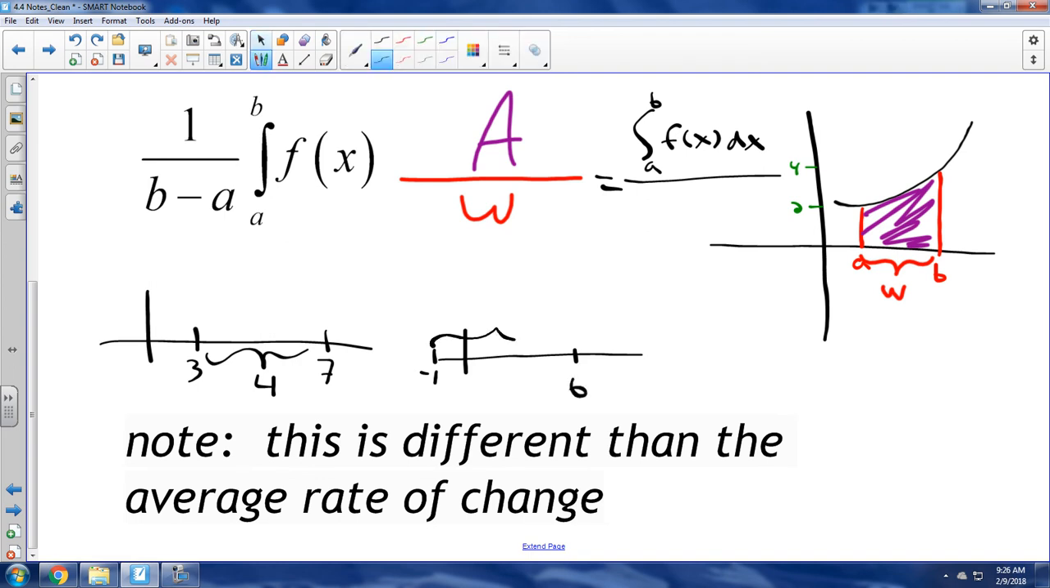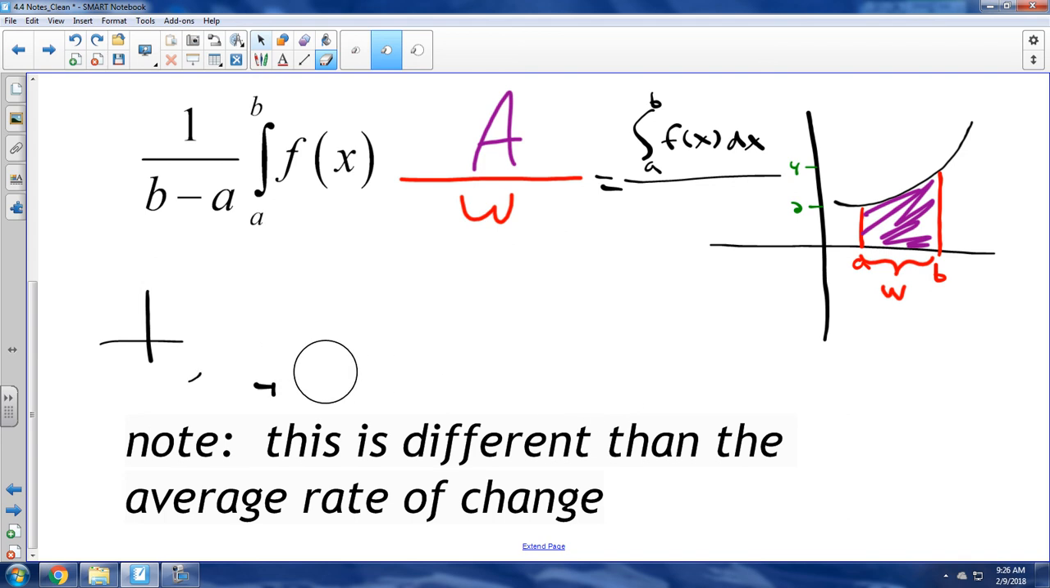7, right? You don't have to write all this, but you get an idea. What you're doing is you're subtracting B minus A. So your width is simply B minus A.